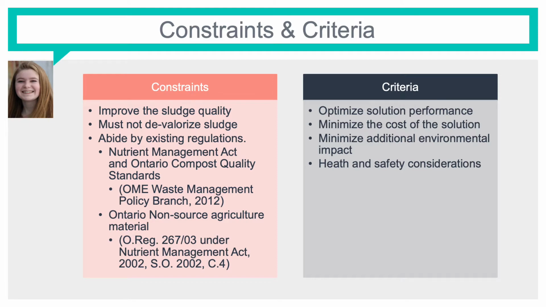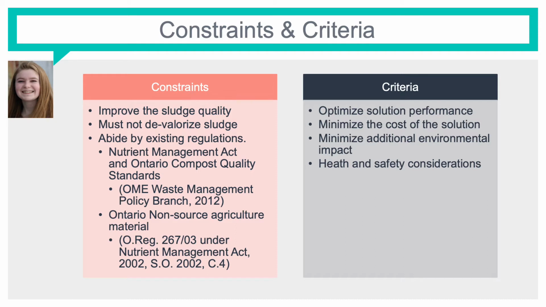There are 4 categories of criteria to optimize this design. Optimizing the solution is defined as maximizing the percentage of microplastic removed, the size range captured, and minimizing the retention and process times. Minimizing the cost of the solution is to minimize the capital, operation, and recurring material cost.